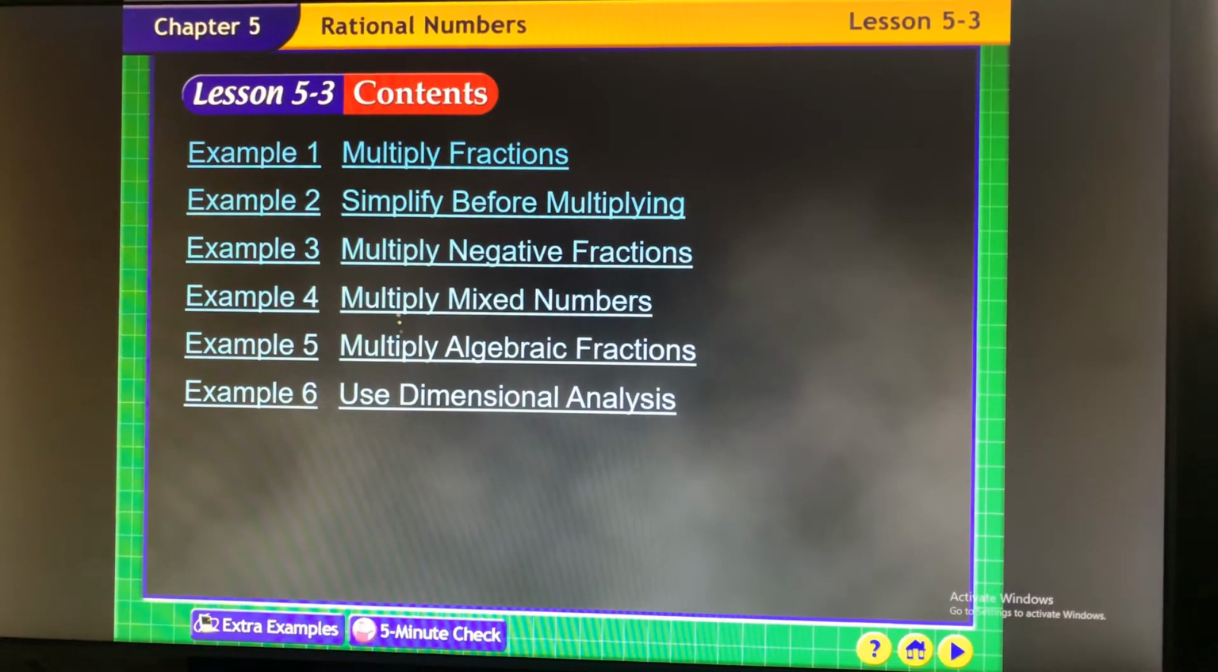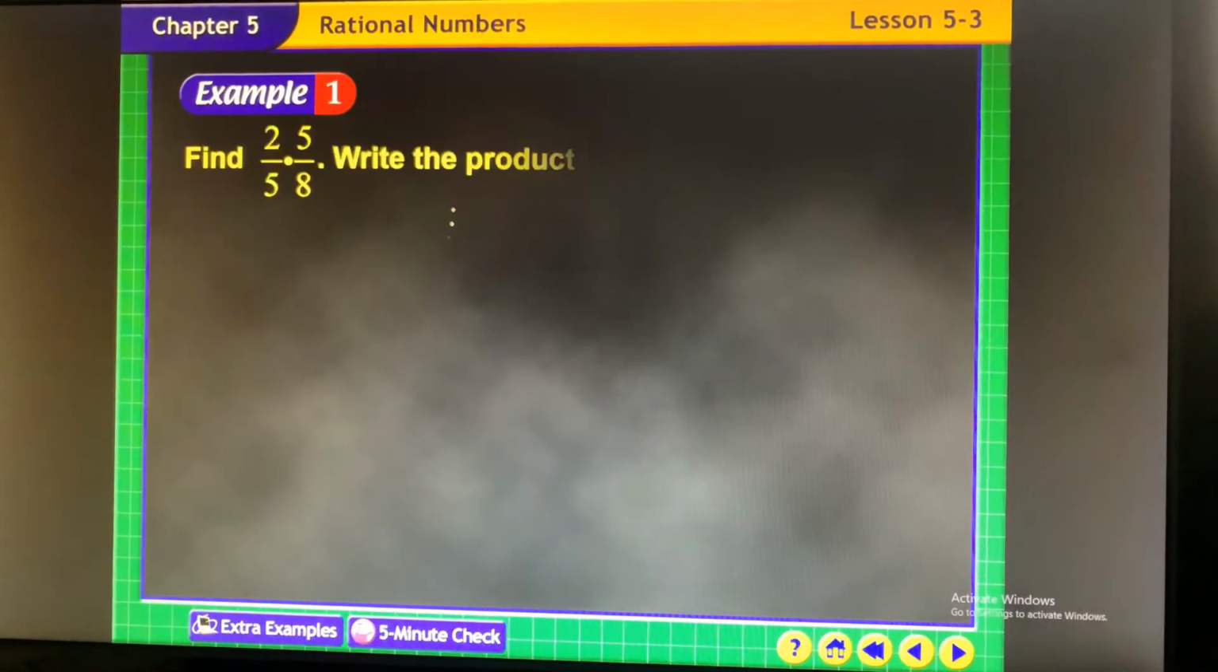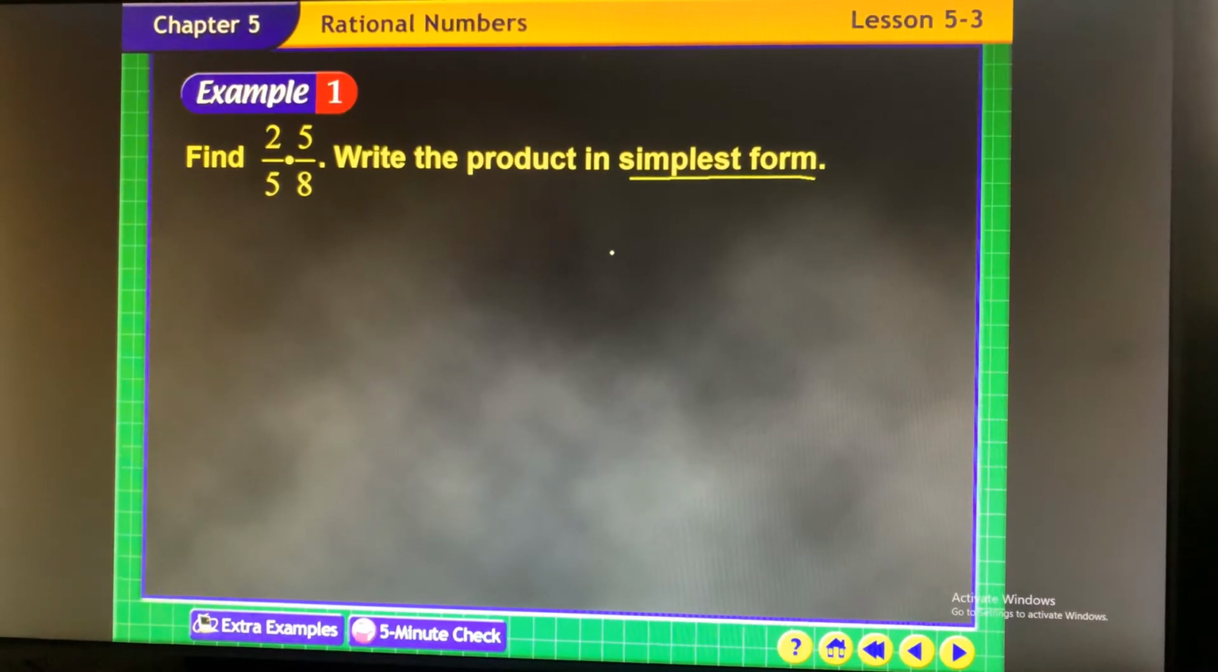All right, let's multiply some fractions. When you're multiplying fractions, you always want to make sure you put it in the simplest form. It's the easiest thing to do, and I would definitely want you to cross cancel. I prefer to do it this way.